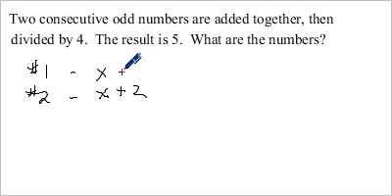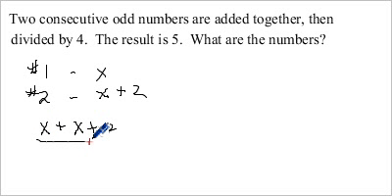So now we need to look at the next part of the question. It says these numbers are added together, then divided by 4. So let's represent that as an equation. So we need to add x plus 2. So both numbers have to be added together, x plus x plus 2, and all of that is going to be divided by 4. And it says the result is 5. So that means it equals 5. So there we have an equation that represents what the words in our problem say.